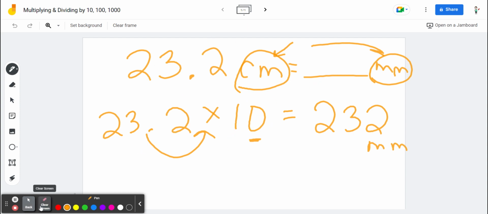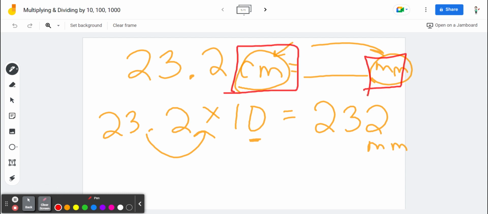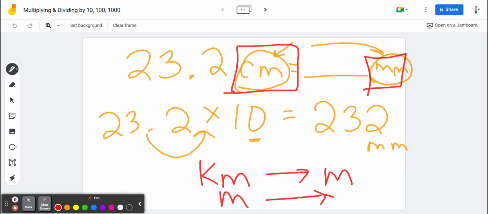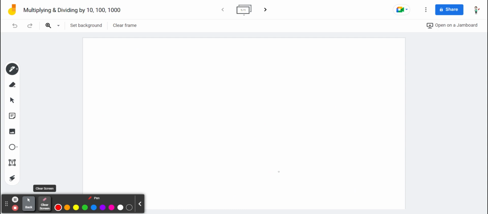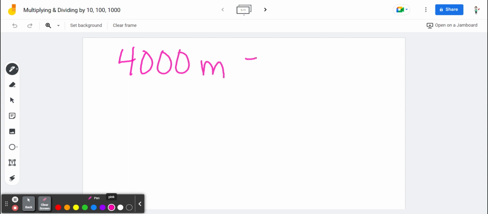Now, in these examples, we went from a larger unit, which is a centimeter, to a smaller unit, or we went from kilometers, which is a greater distance, to meters, or we could go from meters, which is larger than a centimeter. When you're going from a big unit to a smaller unit, you're multiplying. But when we are going from, let's say we have 4,000 meters and we want to know how many kilometers that is, rather than multiplying, our math changes to division.